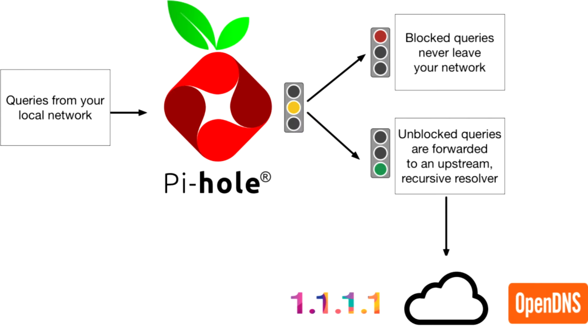If it's anything that is supposed to go out, it's not an ad, then it'll just forward it to whatever public DNS provider you have set up on the Pi-hole. You can set up OpenDNS, you can set up Quad9, 1.1.1.1, or Google DNS, whatever one floats your boat.